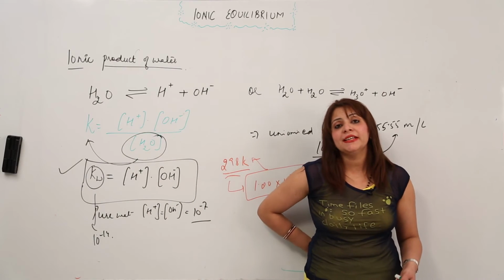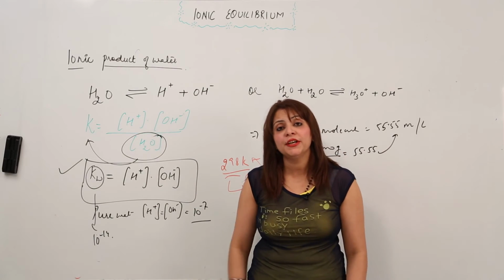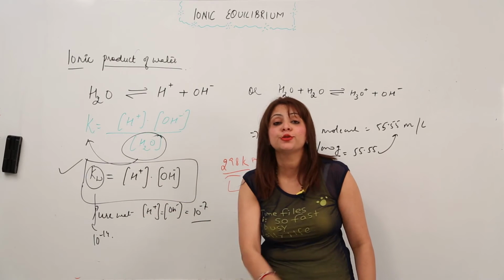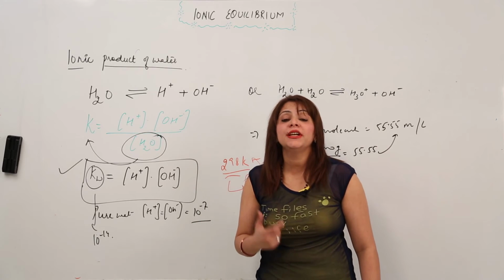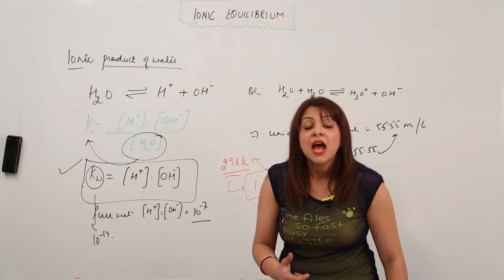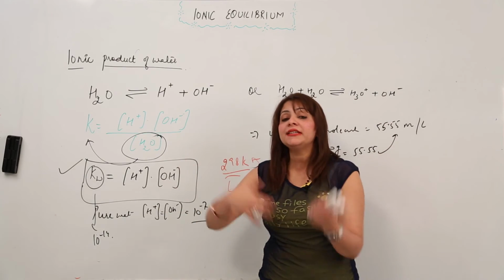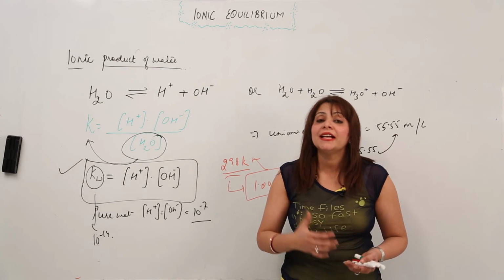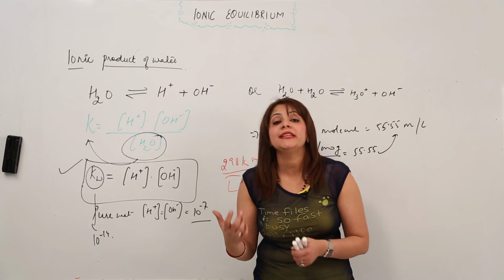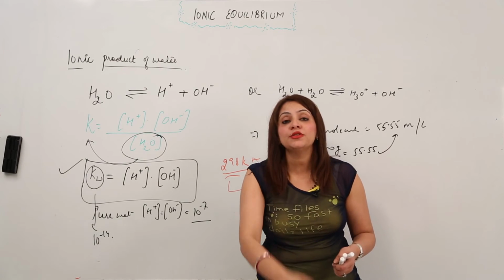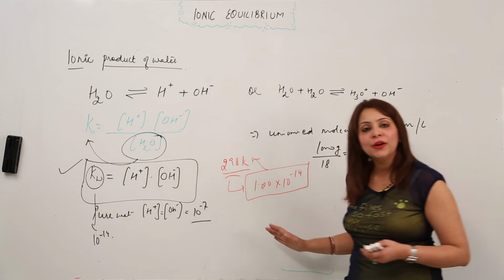Now the question must arise: this value is constant at constant temperature, but what happens when we increase or decrease the temperature? It is an equilibrium constant, so it obeys all the characteristics of an equilibrium constant. With increase in temperature, the degree of dissociation is going to increase, and that means this value is going to increase. Likewise, if we decrease the temperature, its value is going to decrease and the degree of dissociation is going to decrease. So you should know how it gets affected with change in temperature, and that its value remains constant at constant temperature. I think you are clear with it.